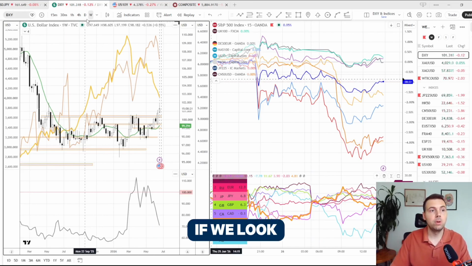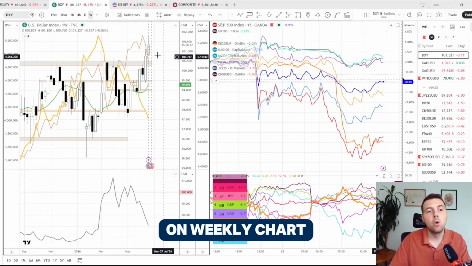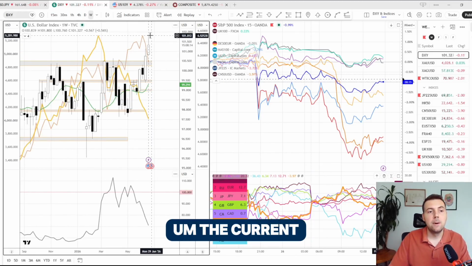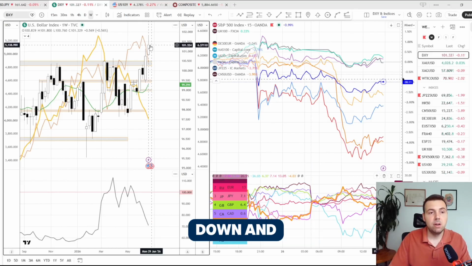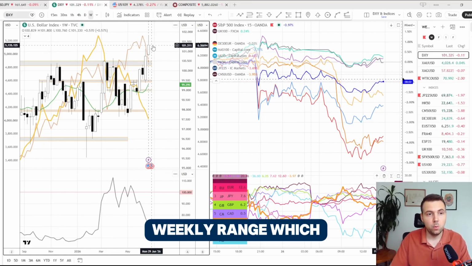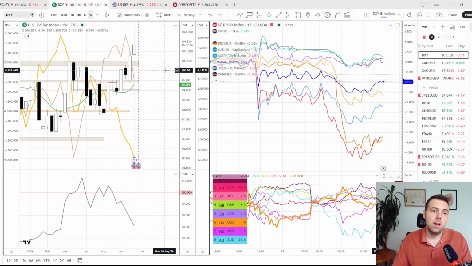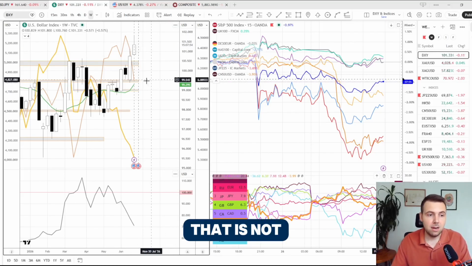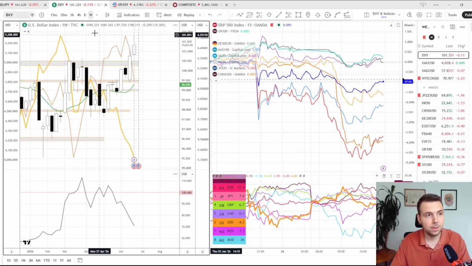However, if we look at lower time frames, and even on the weekly chart, the current week has been retracing down, and it seems like we are closing right in the middle of the weekly range, which makes a big upper wick. That is not a bullish sentiment in the short term.